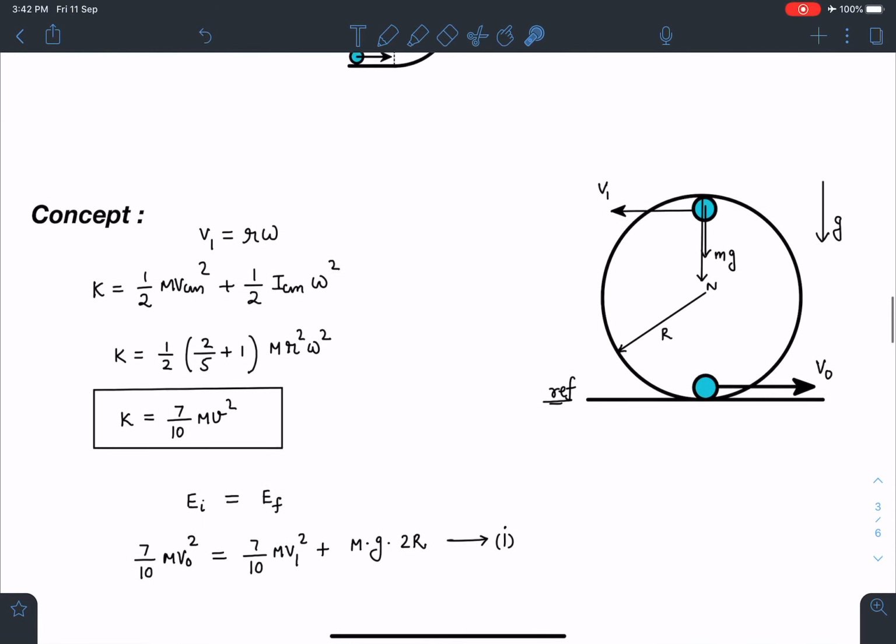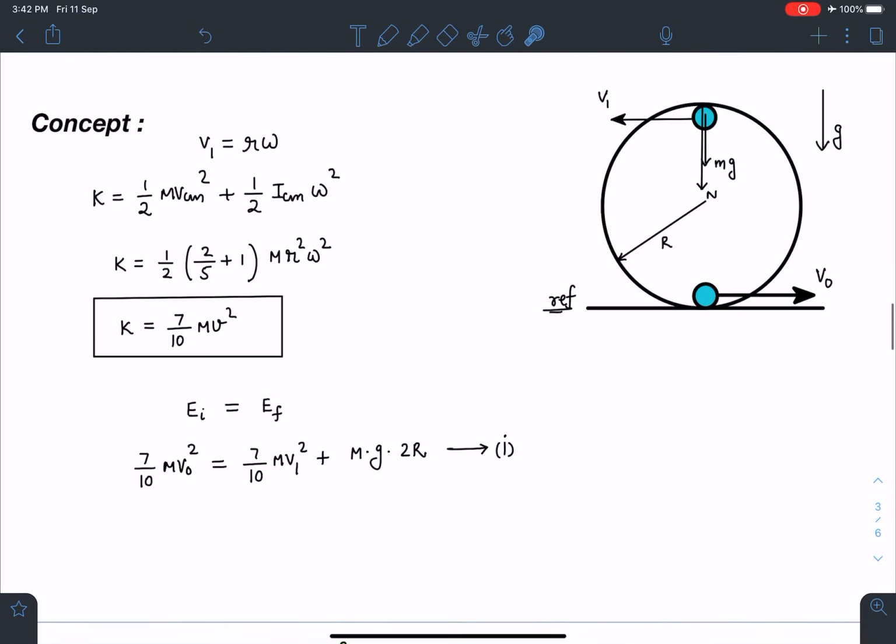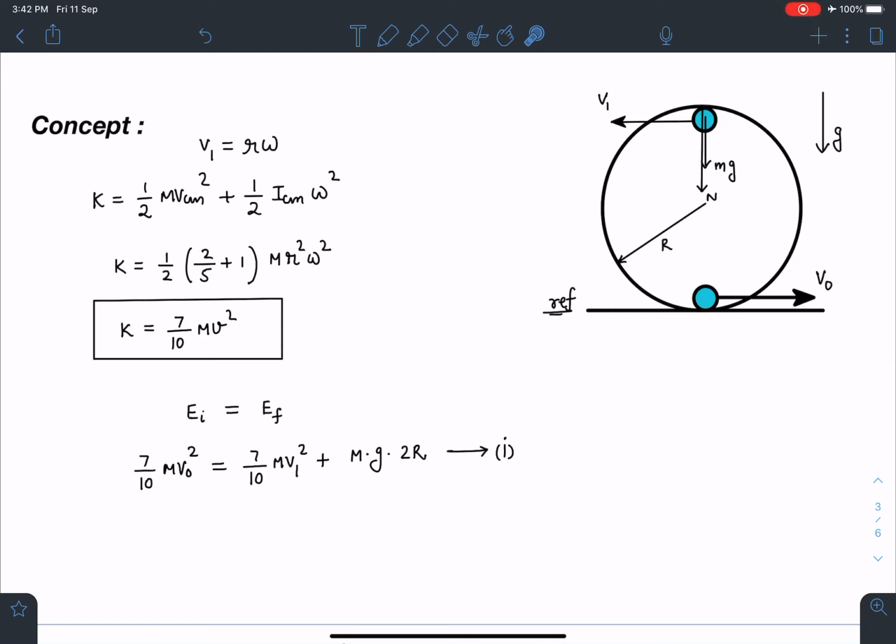In order to develop the concept, first we will discuss what happens with rolling in the case of a vertical circle, one single circle. So I'm giving a velocity of v naught at the lowermost point, and I'm trying to find out the minimum velocity v naught so that this ball can complete the vertical circle.